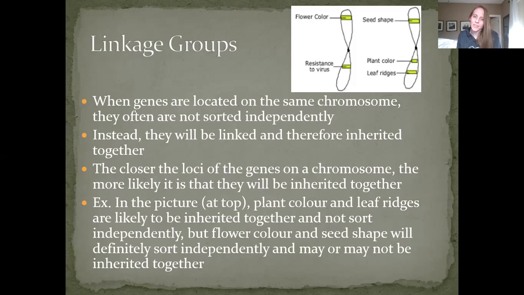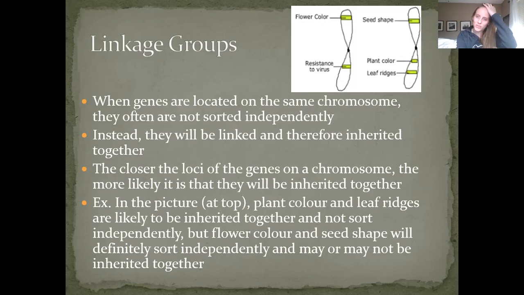The closer together that genes are on a chromosome, the more likely it is that they will be inherited together. If they're further apart, there is a chance that they could get separated during crossing over when alleles and genes are swapped between chromosomes. But if they're really close together, it's likely that even crossing over wouldn't separate them.